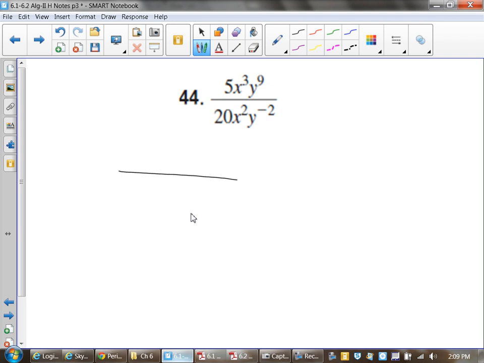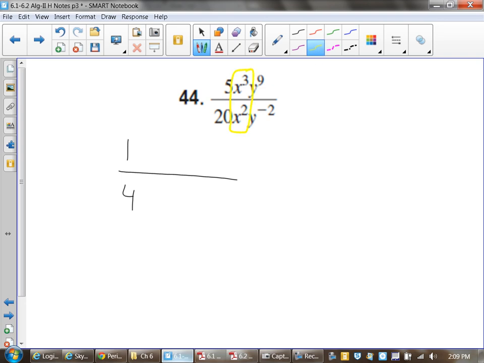But right now I have the amount 5 over 20. What does that simplify to? 1/4. So I write that in, 1 over 4. Now I go variable by variable using the rules, and what I was talking about yesterday in the video was that whole game of war.